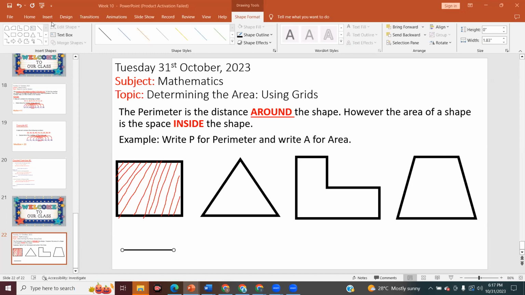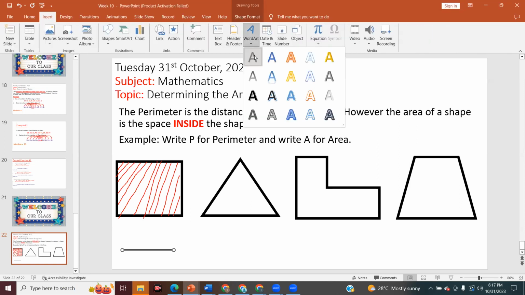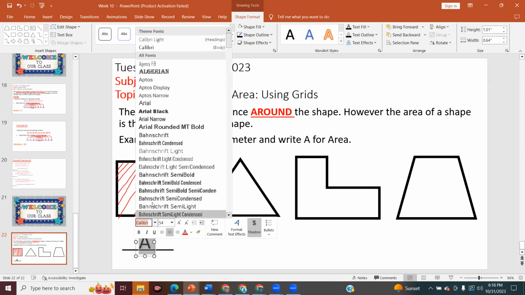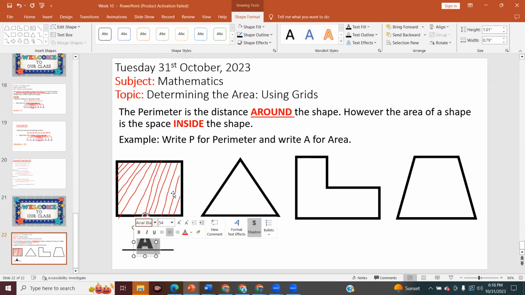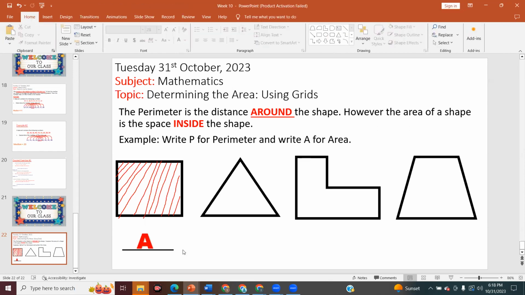Because it's on the inside. Anyone else? Because the area is inside and outside is the perimeter. Very good. Excellent answer. So A is this one because the area refers to the inside of the shape, what's inside. Perimeter is what? The distance around an object.